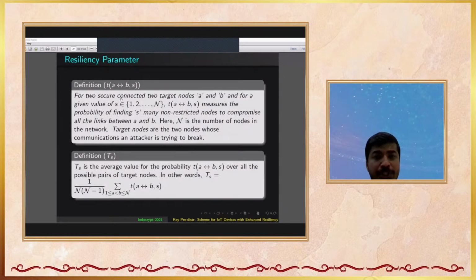For TAB,S, for two securely connected target nodes A and B, and for a given value of S, TAB,S measures the probability of finding S non-restricted nodes to compromise all the links between A and B. Here, script n is the number of nodes in the network, and the target nodes are the two nodes whose communication the attacker is trying to break. So capital TS is defined as the summation of all TAB,S over all pairs of target nodes, in proportion to script n choose 2, that is n(n minus 1).